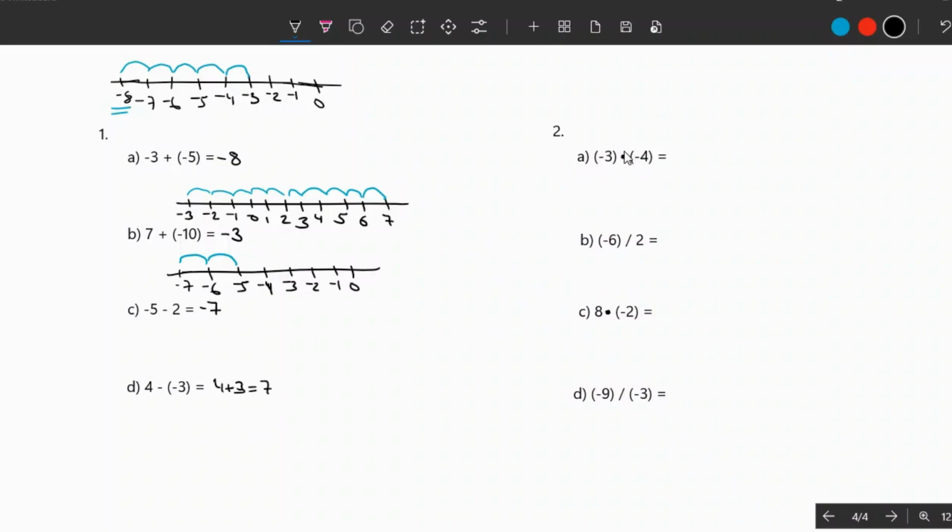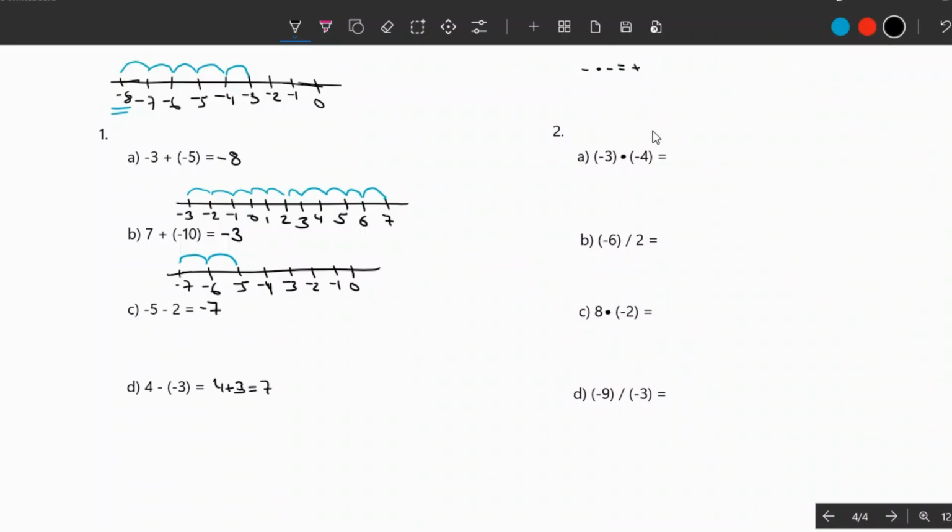Let's move on to the next question, question 2. Now we are going to solve some problems with multiplying and dividing negative numbers. If we have a -3 and we multiply it with -4, there are some rules we should be aware of. If you have a negative number and you multiply it or divide it by a negative number, you will always get a positive answer. So it will always be plus.